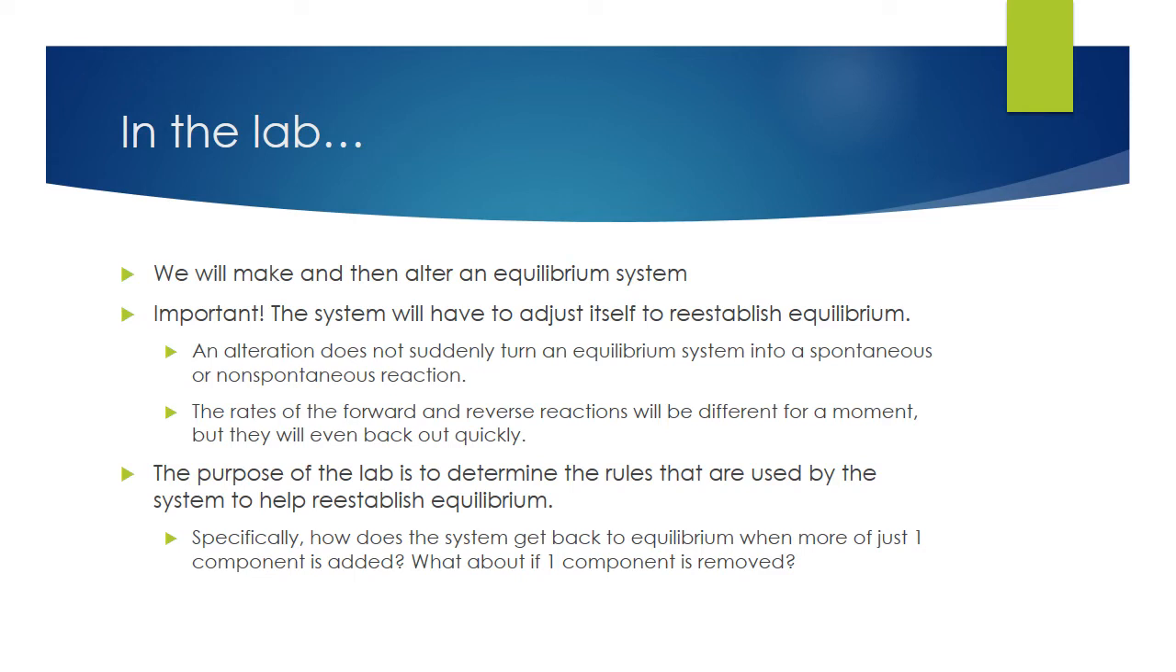A disturbance is something that will cause the rates of the forward and reverse reactions to be different for a moment, but they are going to come back together and meet at the same rate eventually, usually pretty quickly. The purpose of the lab is to determine the rules used by the system to help reestablish equilibrium. How does the system get back to equilibrium if more of one of the components is added, or if a component of the system is removed? How does the system respond? We're looking for two overarching rules on that.